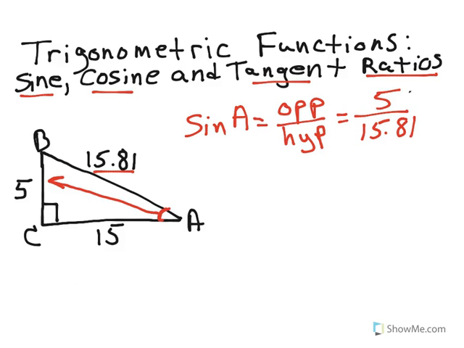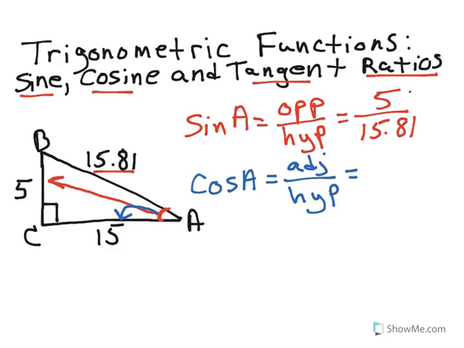If we are looking for the cosine of angle A, abbreviated COS, we need the side adjacent to angle A divided by the hypotenuse. The side adjacent to angle A is 15. And again, the hypotenuse is 15.81.